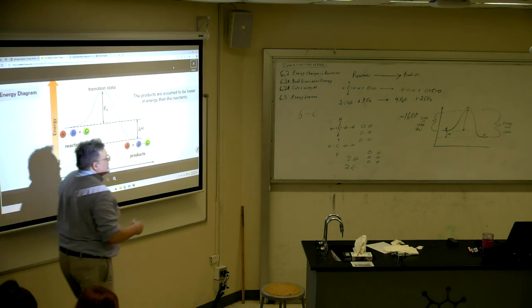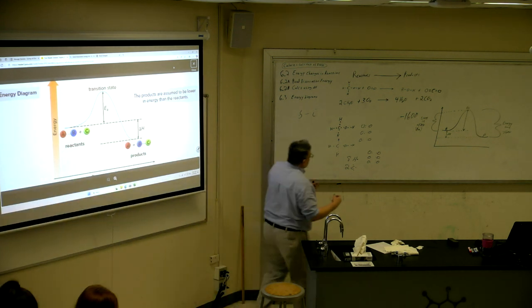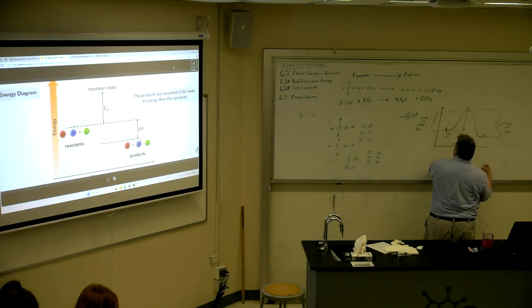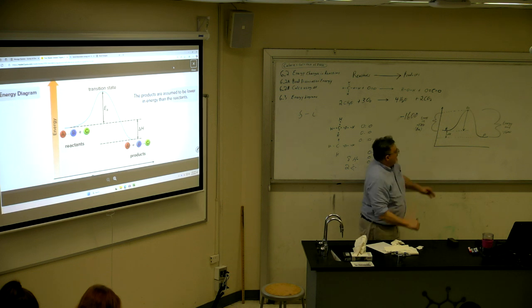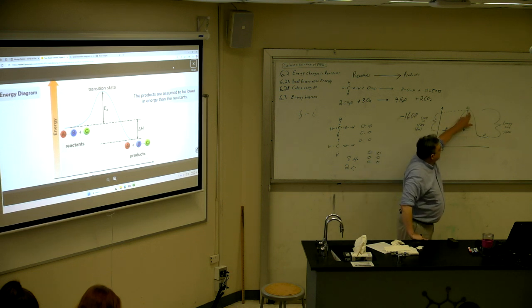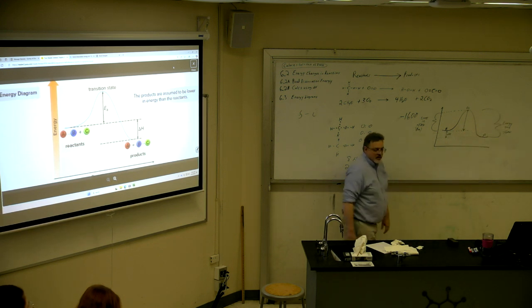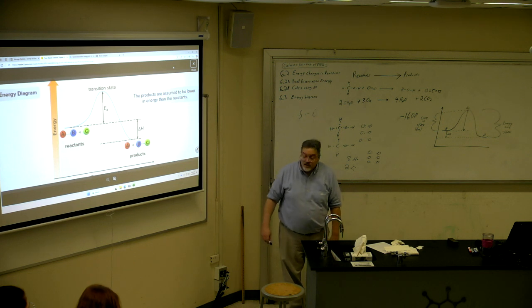So the transition state is, just picture it as a point where all the bonds are broken and they're getting ready to start coming back together as the products. As they start to come together as the products, here they are losing energy, so there's energy going out, the exothermic form. So that's the energy diagram.